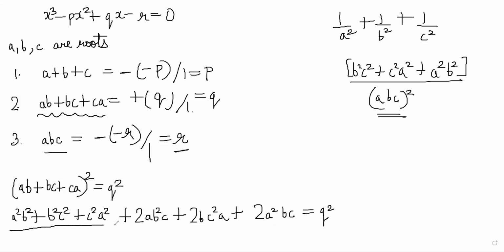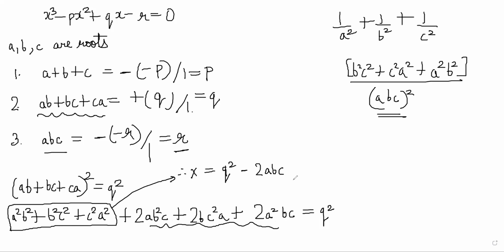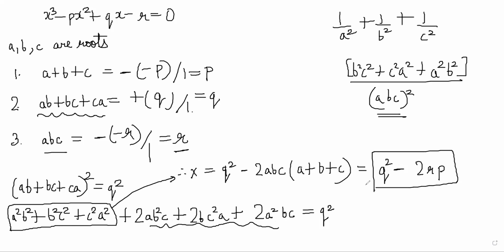And I need to find out this part. So let's say that part is X. X is equal to Q square minus this thing, right? Take 2 ABC common here, you will see that it is A plus B plus C. So this is equal to Q square minus 2 ABC is 2R and A plus B plus C is P. So this X part is Q square minus 2RP. So the numerator is Q square minus 2RP and the denominator is R square. That is my answer.